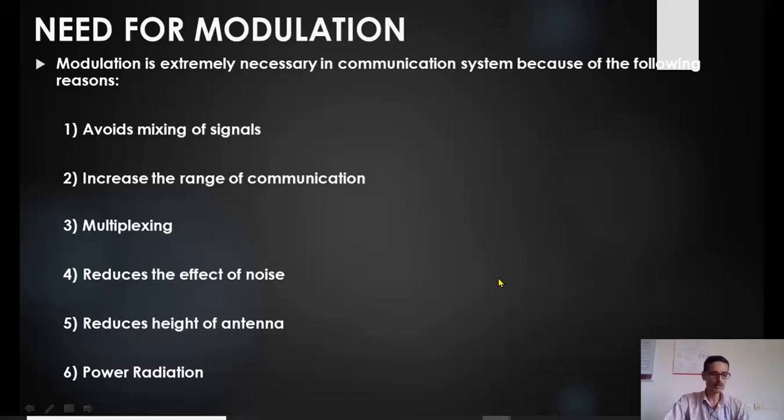Now these are the few points which I have listed over here. Why do we need modulation? It avoids mixing of signals, one of the important advantages of using modulation. It actually increases the range of communication. Multiplexing of signals is possible. It reduces the effect of noise, and reduces the height of the antenna required. We will see one by one now. And power radiation: we can radiate the signal over a long distance. These are the advantages of using modulation. Now we will see one by one.